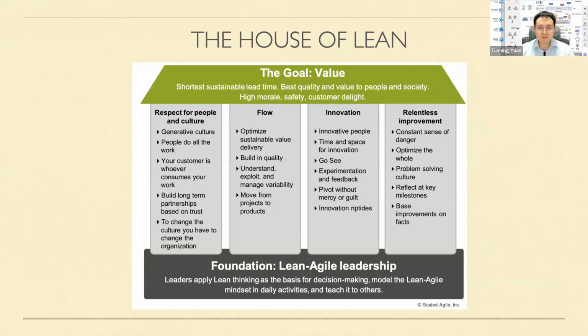But how do we do that? There are 4 pillars. The number 1 pillar, I call it the door. So to achieve that, we need to open a door. The door is respect for people and culture. So as a leader, as an agile practitioner, you need to respect people and culture.